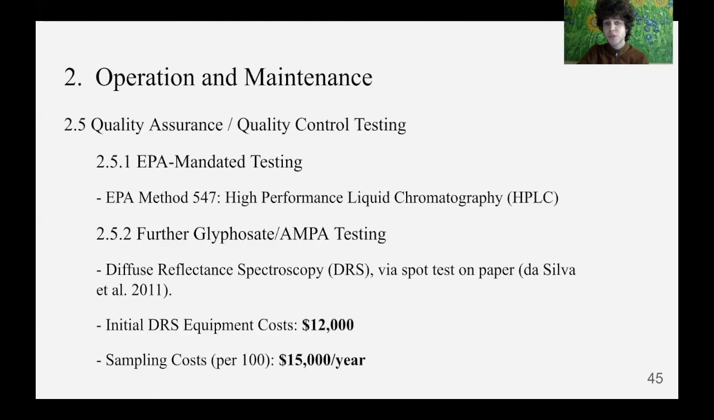For the quality assurance and quality control testing, on the one hand, you have the EPA mandated testing, which uses the EPA method 547, high performance liquid chromatography. But we recommend further testing for the quality assurance and quality control of our design. So we would recommend using diffuse reflectance spectroscopy as a cheaper, more inexpensive, and quick method using spot tests on paper. The initial equipment cost for this DRS is $12,000, while the sampling cost per 100, which captured the entire variability of the waste stream, will be $15,000.